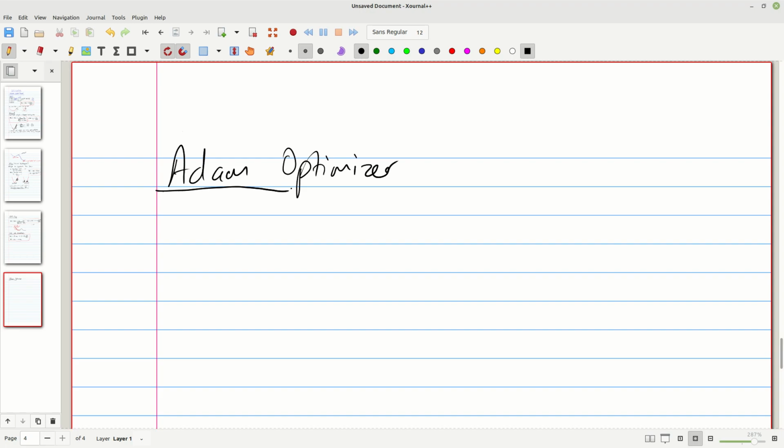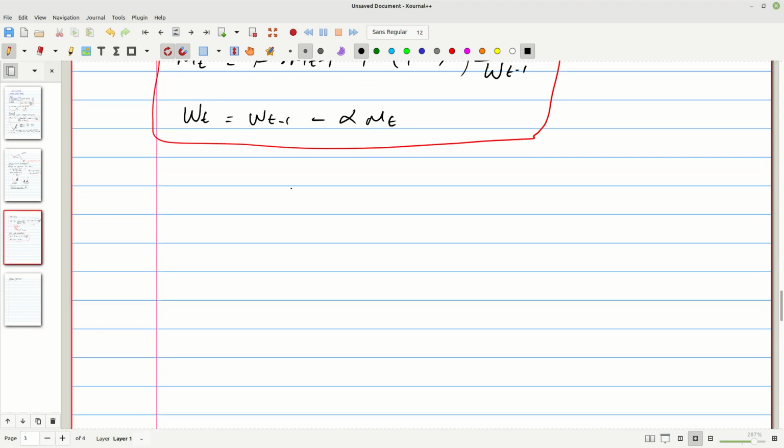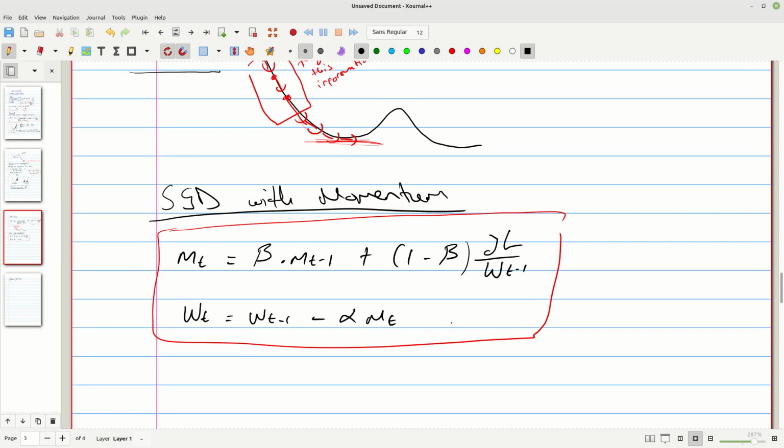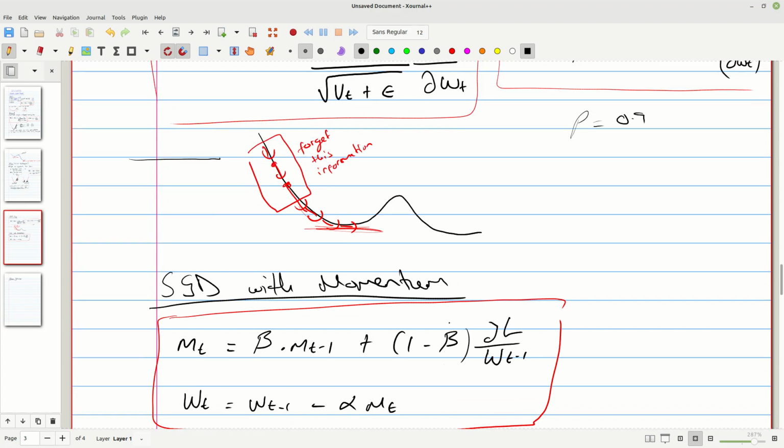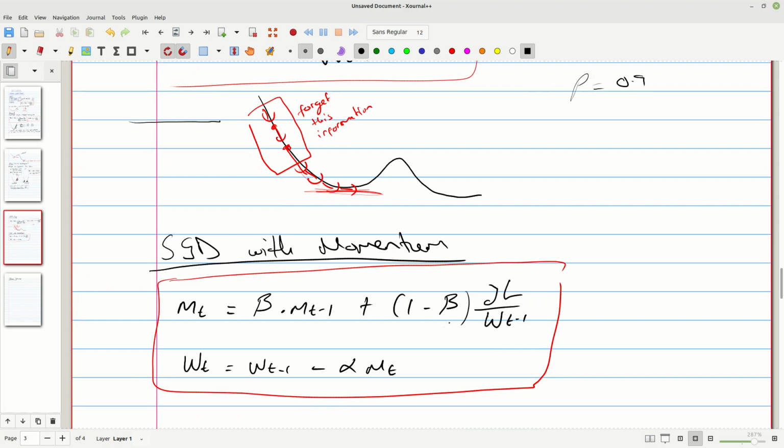So the idea behind the Adam optimizer: again, we saw that stochastic gradient descent with momentum helps us, first of all, retain the most recent information. Like we spoke before, if beta is 0.9, it means we're averaging over the last 10 iterations of the gradient.